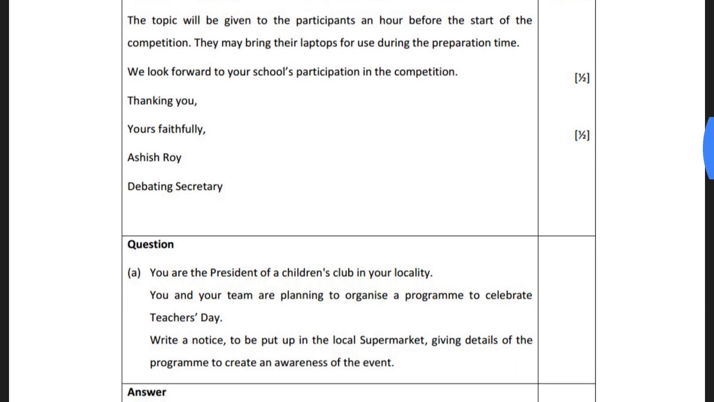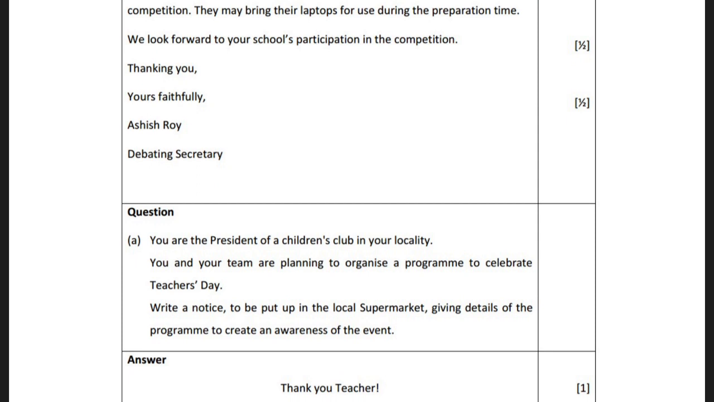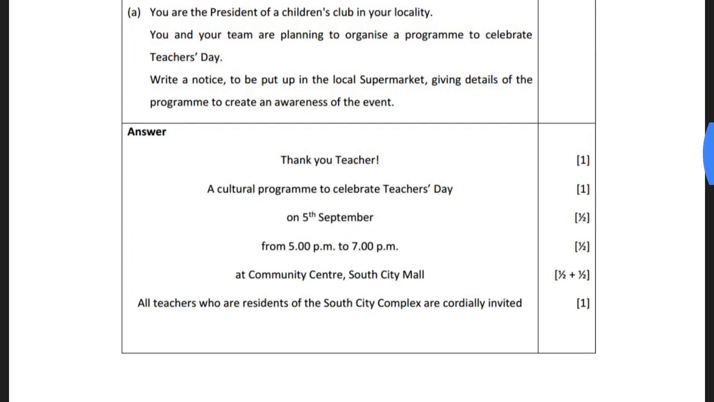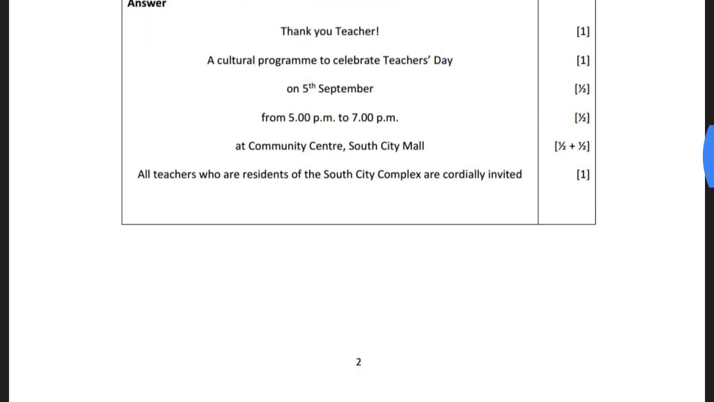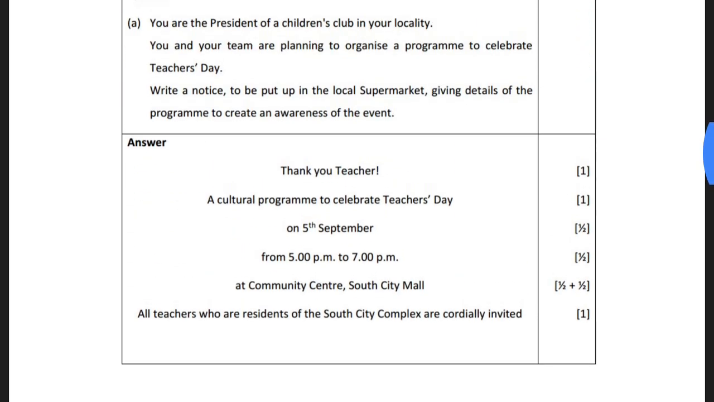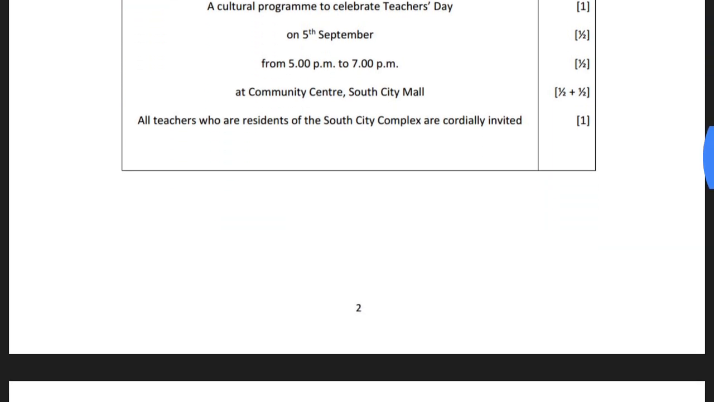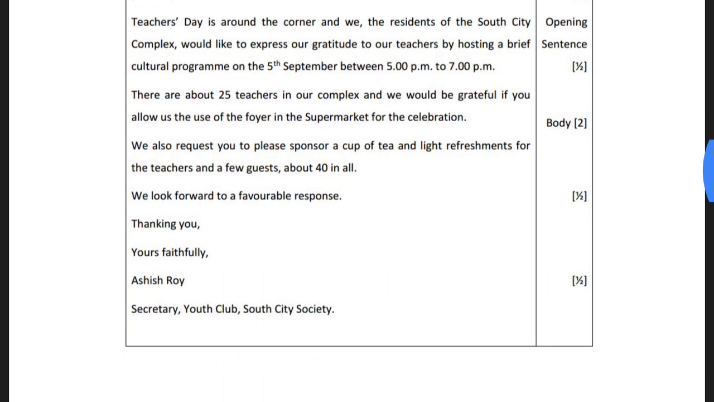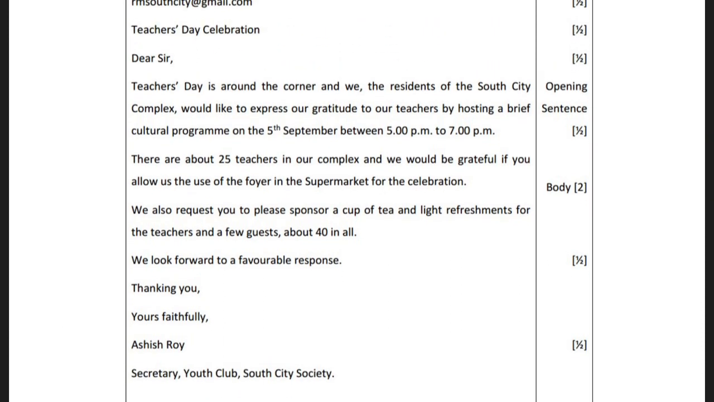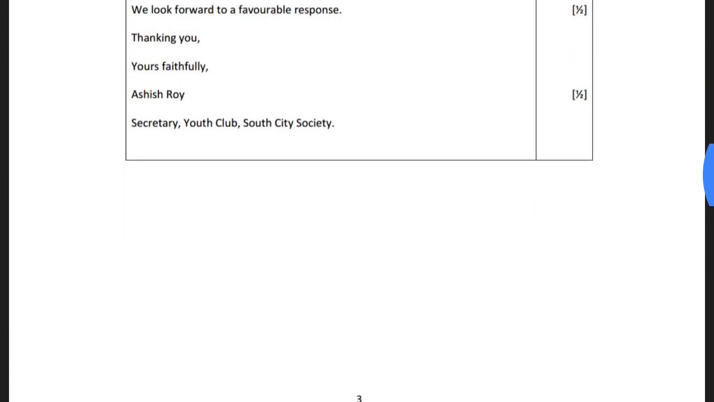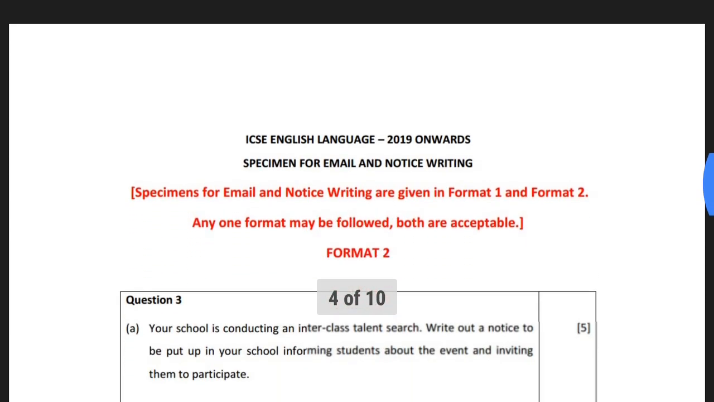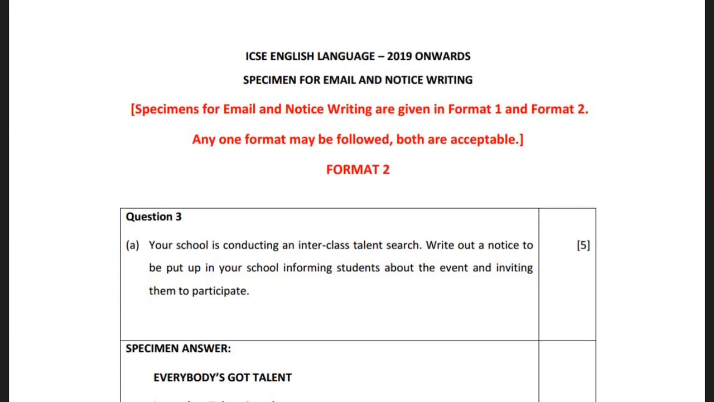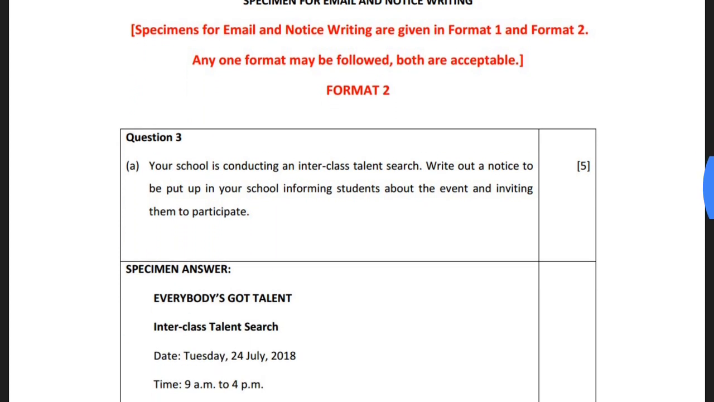So these are the 2 examples which I have explained to you, and you have alternatives also. There are some more samples here. You can see thank you teacher, that's another notice, and then there is an email, again the same format is maintained. So you can just go through these PDF files, each one has the same format. And then this is the second format.